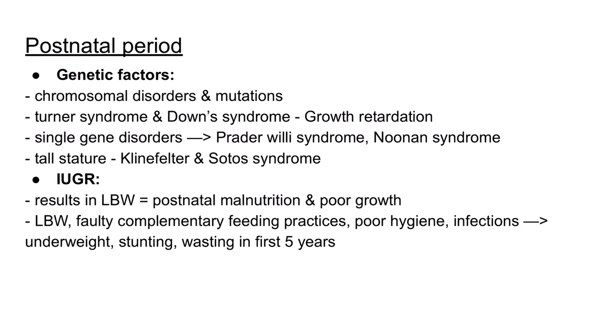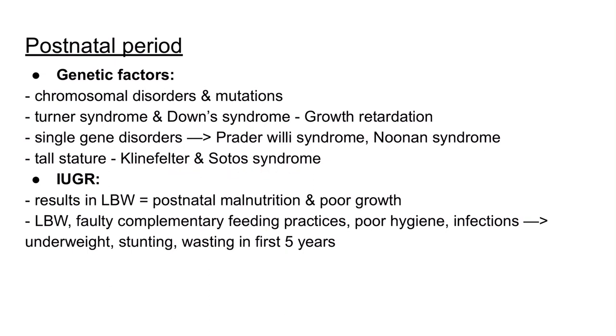Now the factors affecting growth and development in the postnatal period are genetic factors and IUGR. So genetic factors could also include chromosomal disorders and mutations such as Turner syndrome, Down syndrome, which can have growth retardation, and there are also single gene disorders such as Prader-Willi syndrome and Noonan syndrome. And tall stature is seen in Klinefelter syndrome and Sotos syndrome.